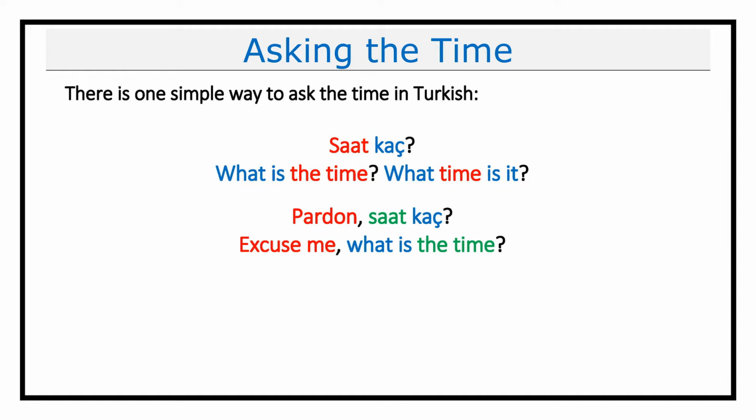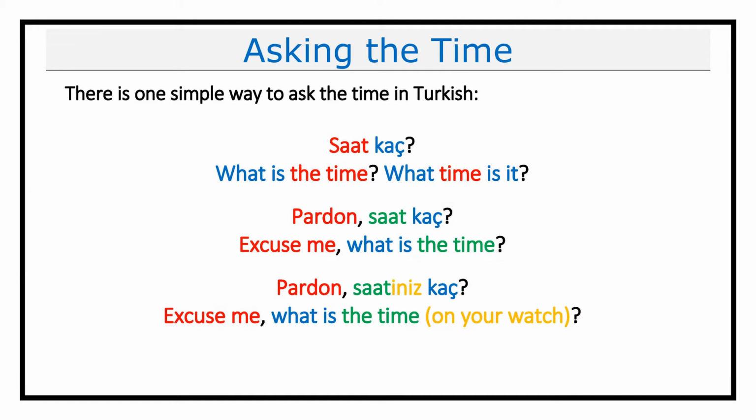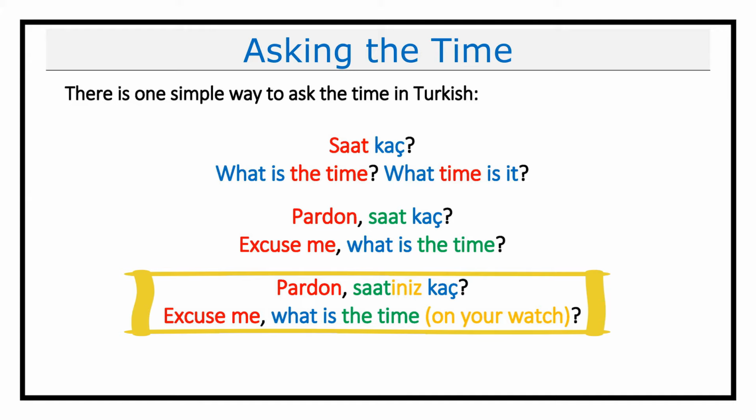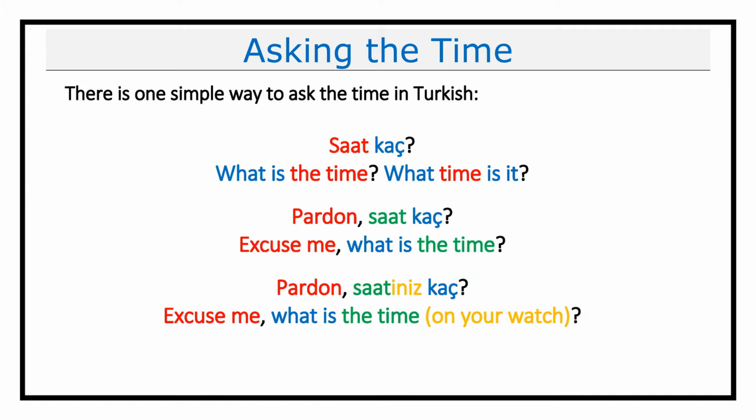You can also add extra words to the question. For example, if you ask the question to a stranger, you can say, Pardon, saat kaç? Excuse me, what is the time? Pardon, saat kaç? Or you can say, Pardon, saatiniz kaç? Which would mean, excuse me, what is the time on your watch? Pardon, saatiniz kaç? So, that's basically it as for asking the time in Turkish.